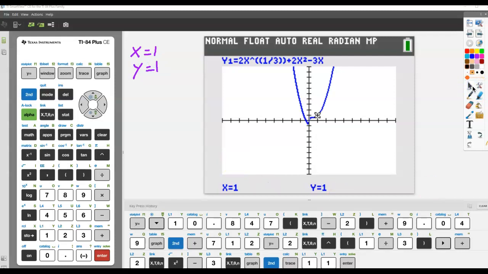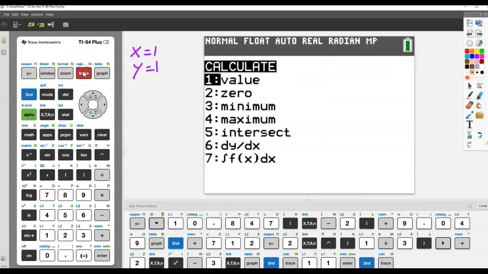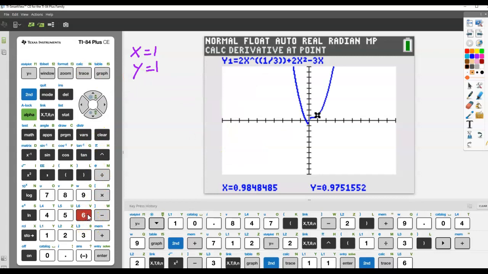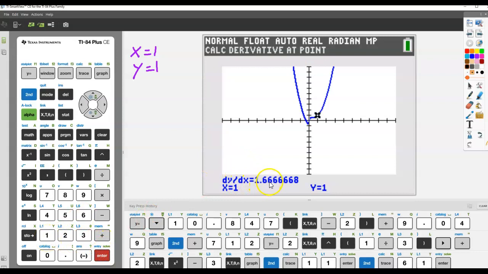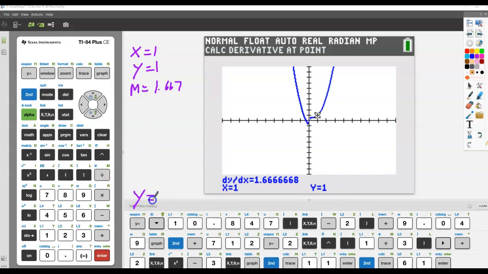Now we want to find the slope. So now we're going to push second, calc, or trace, and 6 for dy dx, the slope. And this time we're going to type the x equals 1 again, and it will give us the slope, which is 1.6666668. We're going to round to the thousandths place, so this is going to be 1.667. And that means that my equation of my tangent line will be the following.